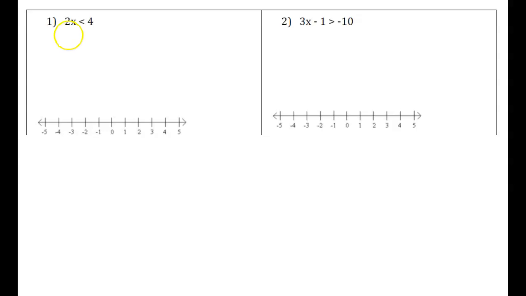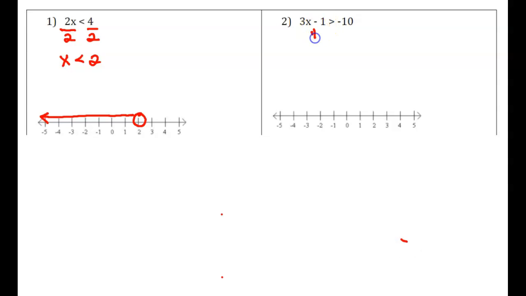2x is less than 4. We're going to divide both sides by 2, and we get x is less than 2. It's less than, so we're going to make an open circle at 2. Our x values are all less than 2, so they're going to be any values going to the left.